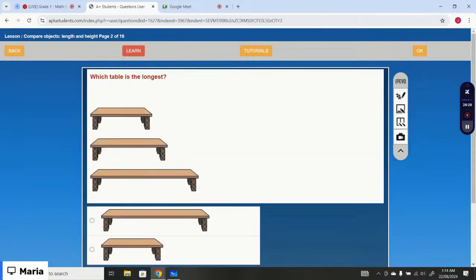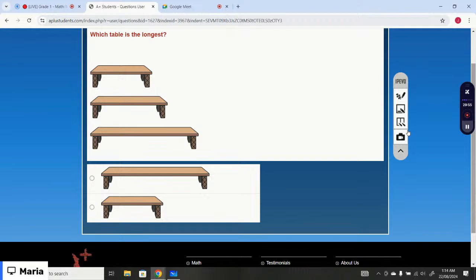Which table is the longest? Which is the correct option? You are given three of the tables. You have to find the longest one. So which is the correct option? So here are the options given. So yes, that is the correct option. That was the table that is the longest one. So basically you are comparing the length, right? So option number one is the correct option.